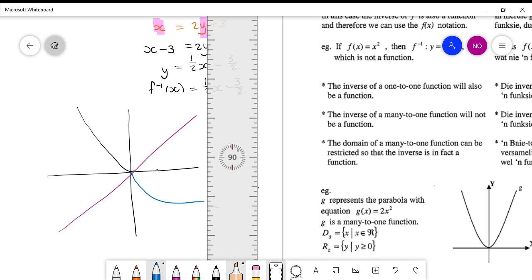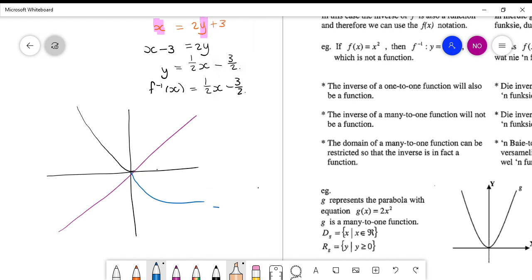This year, as in not next year, you will only be doing parabolas that are on the origin. So we're not moving them up or down. Okay, so they will only be there.